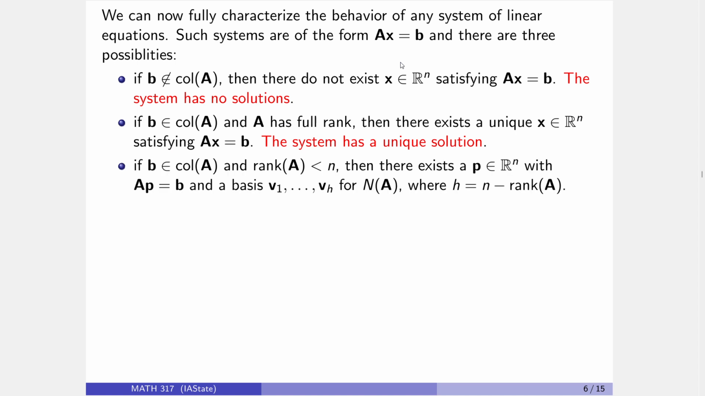And the third possibility: if you're in the column space and your rank's not full, then you can find a p so that A times p is equal to b, and you can find a basis for the null space. And if we let h be n minus rank A, note that is an integer that is 1 or bigger.